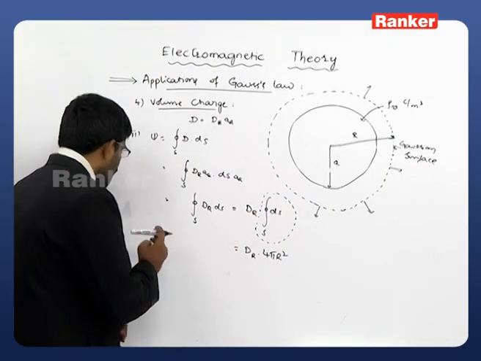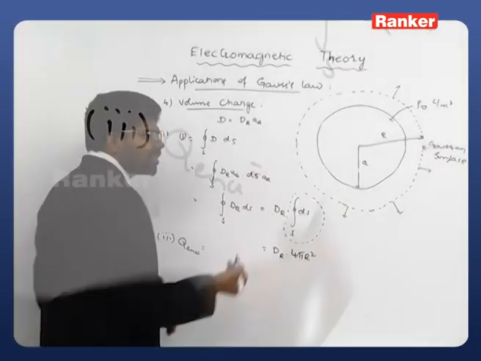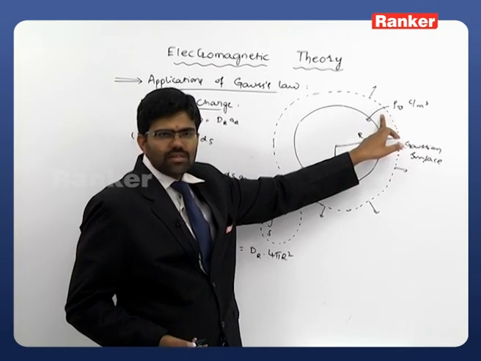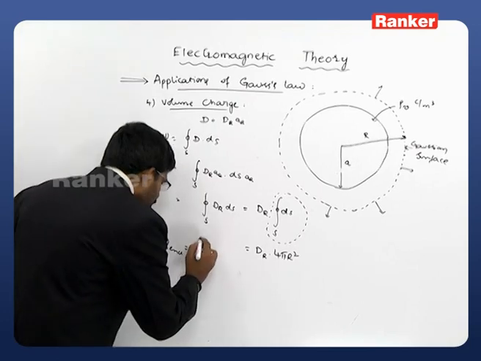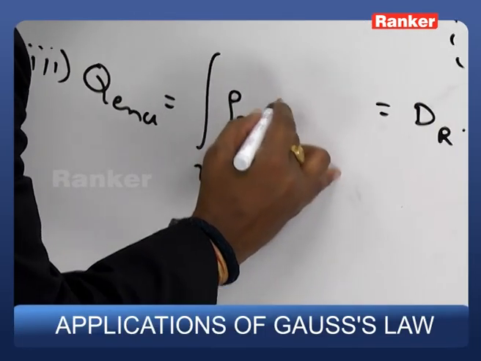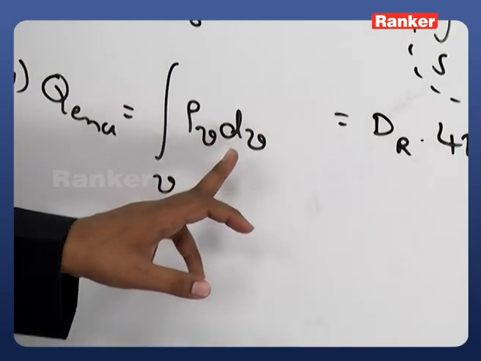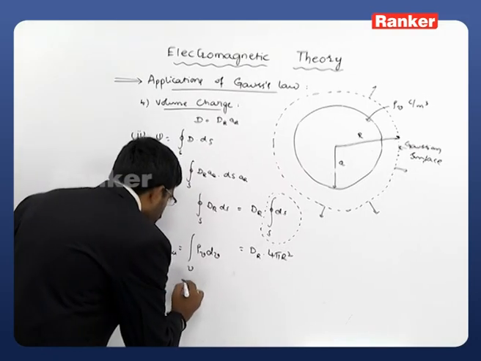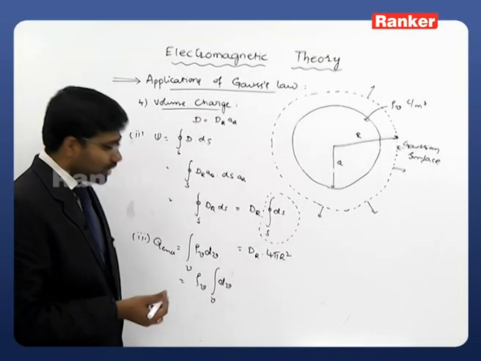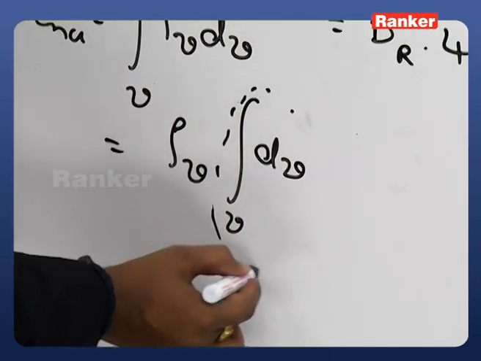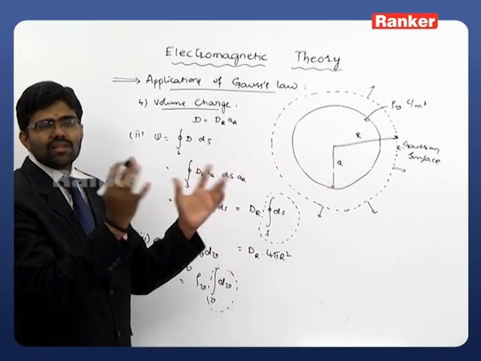Next, as a third step, we are supposed to calculate the total charge enclosed. The total charge enclosed can be calculated using its volume charge density, right? So take this volume charge density and integrate it over the volume to get the total charge. So volume integral of rho_v dv gives us the total charge. Since this rho_v is uniformly distributed, rho_v times the volume integral of dv. Now observe, this volume integral of dv is nothing but the total volume of the charge we are considering.